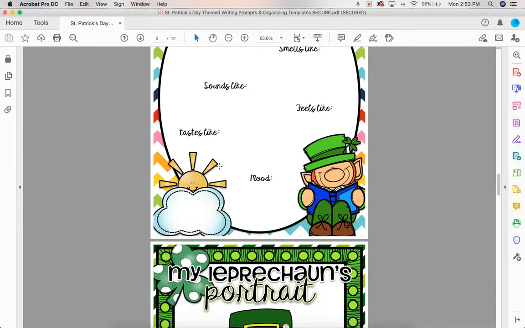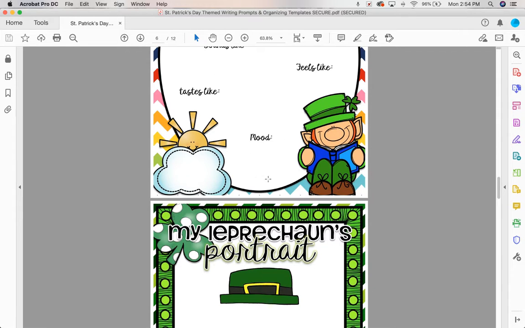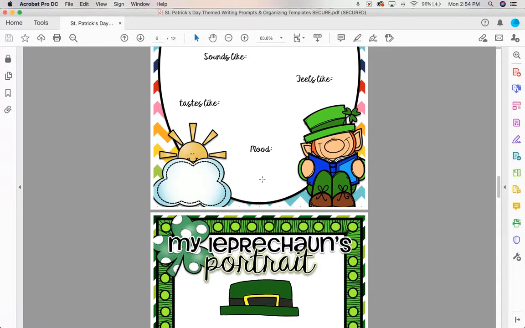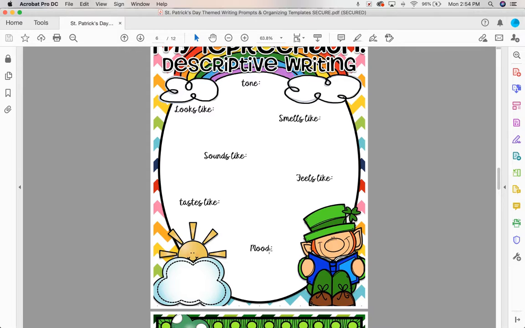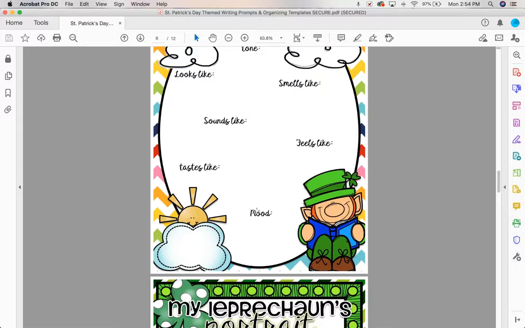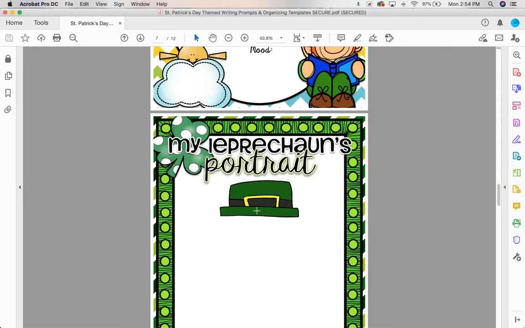What does it taste like? It's a leprechaun, it's a story, but maybe a part of the story is my leprechaun tastes like lollipops. And then what kind of mood does the leprechaun create? Does it create a happy-go-lucky mood, fun mood? Or, when people are around this leprechaun, maybe everyone gets sad, or everyone just laughs uncontrollably. So what kind of mood does it create? I think this is a great opportunity as well to discuss the differences between mood and tone, because I know a lot of students get confused with differentiating between the two.